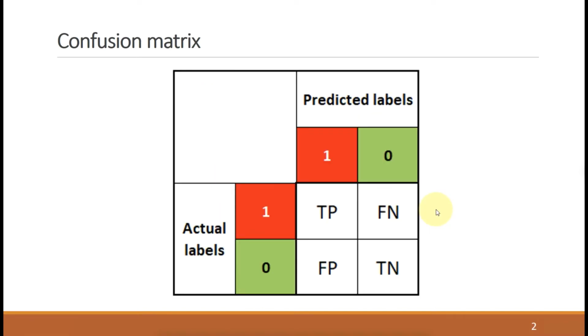A fundamental understanding of the confusion matrix for this layout is that the two cells on the diagonal line, which is this line, refer to the two true outcomes, true positive and true negative. On the contrary, the two cells on the off-diagonal line, which is this line, refer to the two false outcomes, the false negative and the false positive.